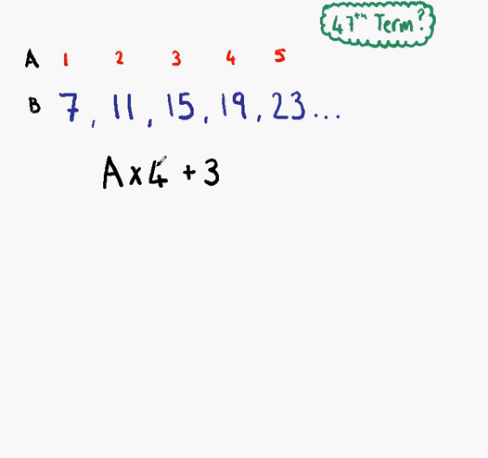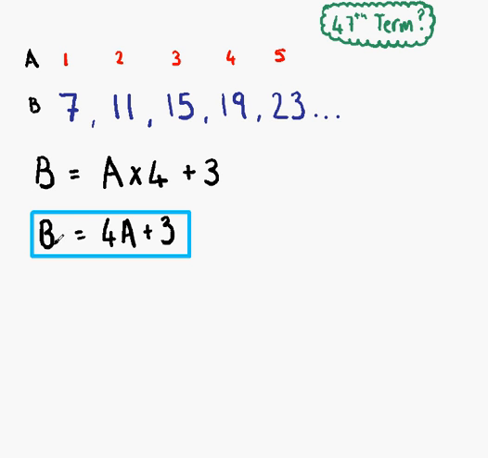A times 4 and then add on 3 gives us our number on the bottom, our terms, and that list is called B. So to find out the terms, B equals A times 4 plus 3. Or in other words, B equals 4A plus 3. Now we have a formula: B equals 4A plus 3.